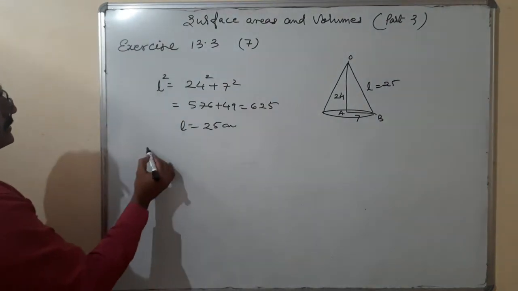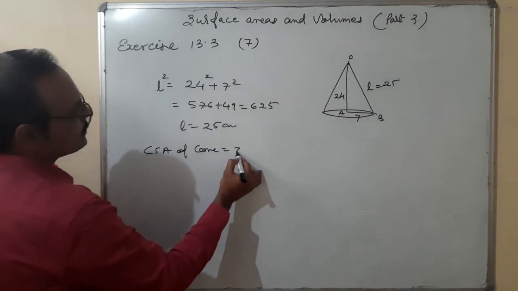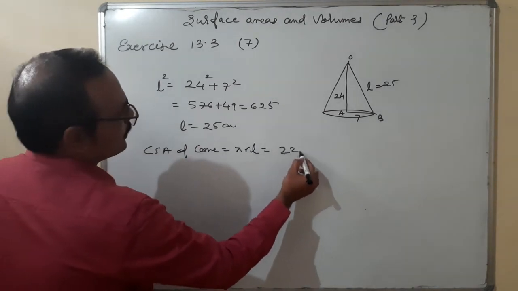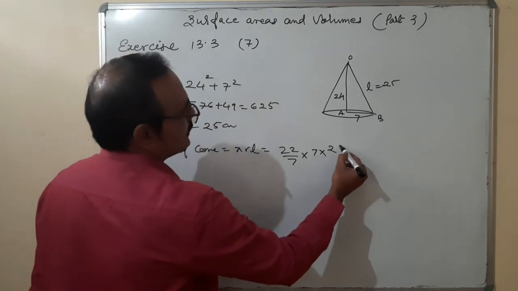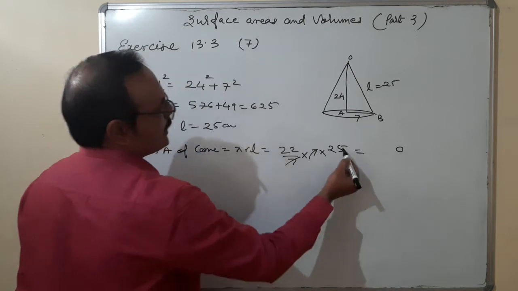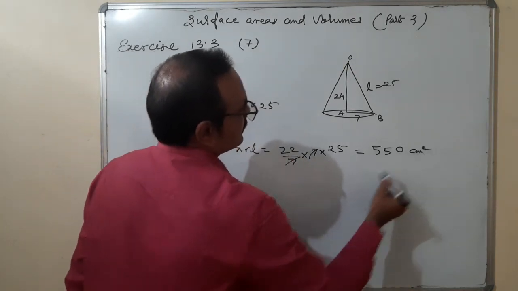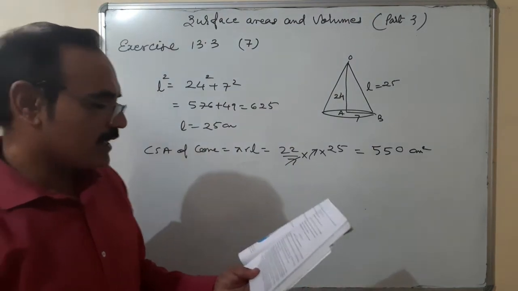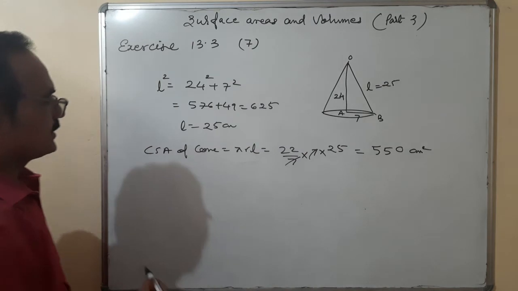Now we are going to find the CSA of cone, which is equal to pi r L. 22 upon 7, radius 7 and L slant height is 25. 7 and 7 cancel, 25 times 22 is 550 centimeter square. And they are asking, last line, find the area of the sheet required to make 10 such caps.